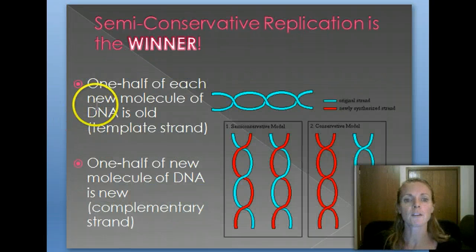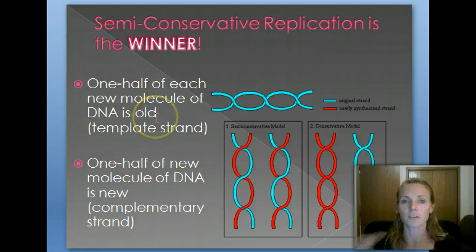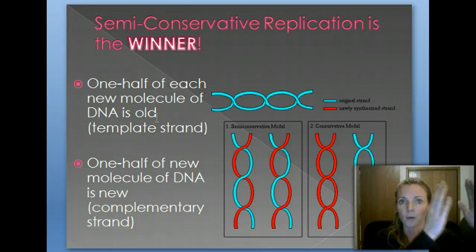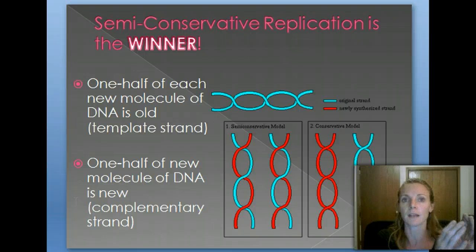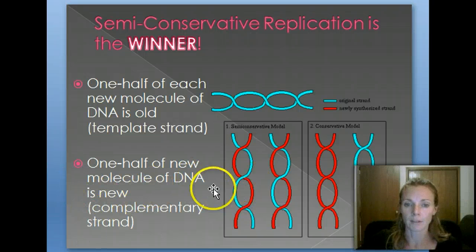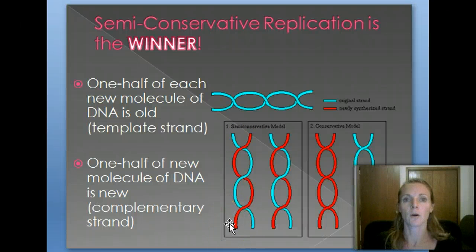So one half of the new DNA molecule is old. That's the template strand, okay? So remember, those strands unzip, and you have this opening, and you have this old template, and then one half of the new molecule of DNA is the complementary strand, okay? So then, again, you have these that unwind, and then you have this original strand, which is the blue, and then the new complementary strand, which is the red, okay? So, hopefully that makes a little bit of sense.